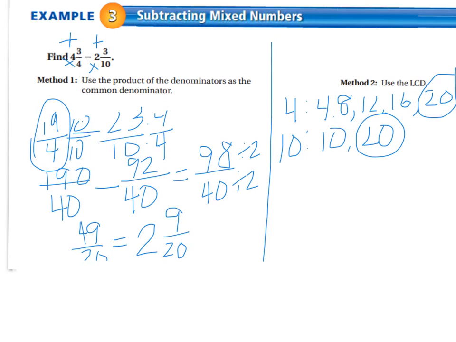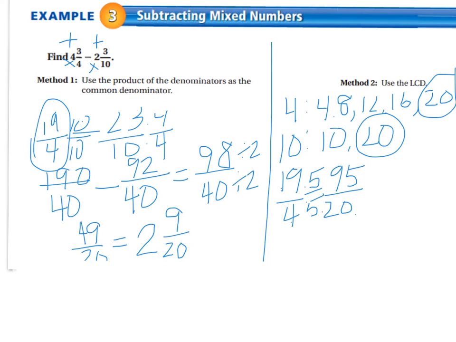Going back now, I have 19 fourths, the improper fraction that I got from my mixed number. I want my denominator to be 20. In order to do that, I'm going to multiply by 5, both the numerator and the denominator, which is really 1. 4 times 5 is 20. 19 times 5 is 95.